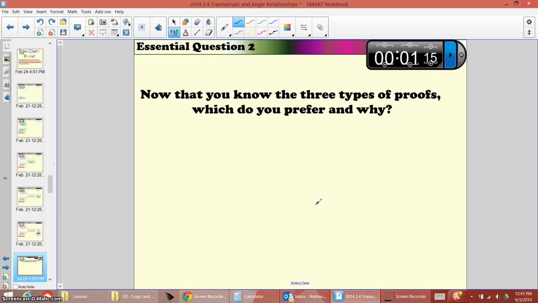Now that you know the three types of proofs, which do you prefer and why? Take a moment to think about that. Pause the video, but I'm going on.